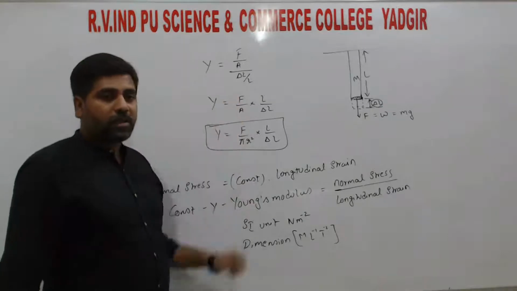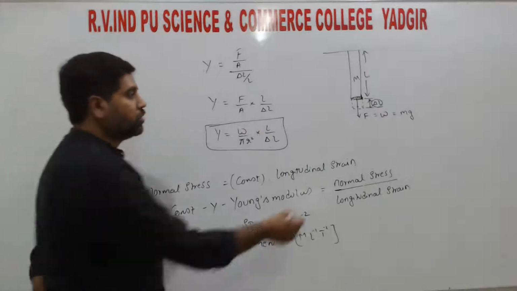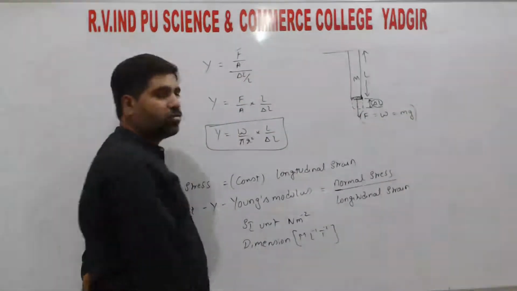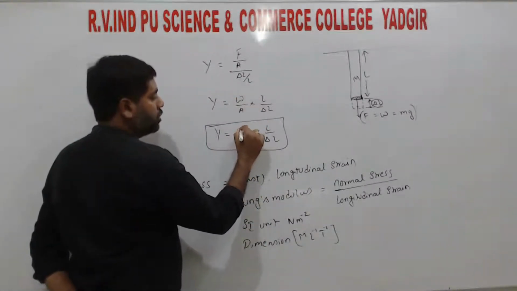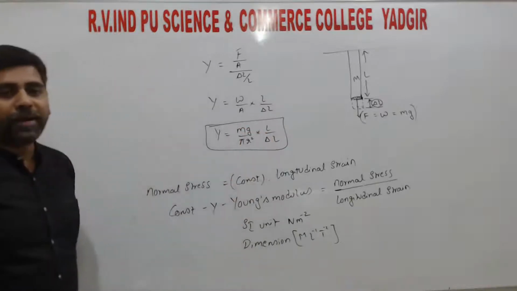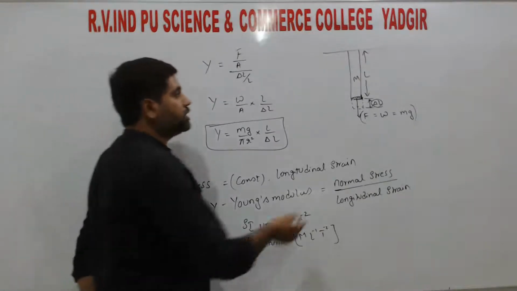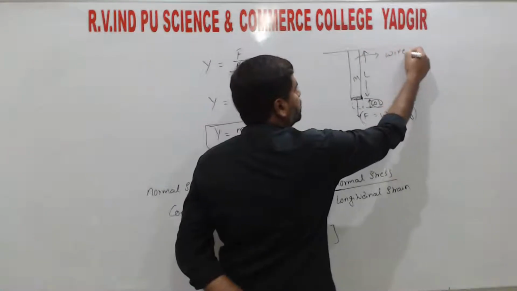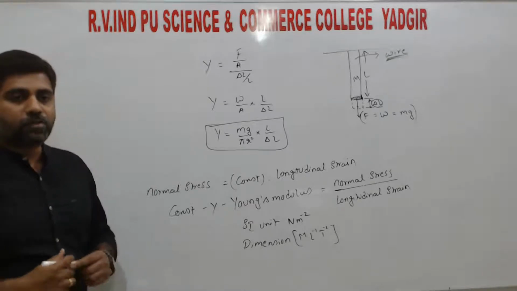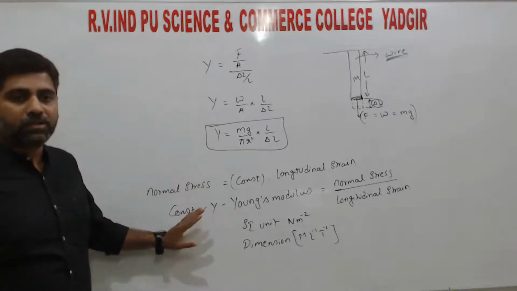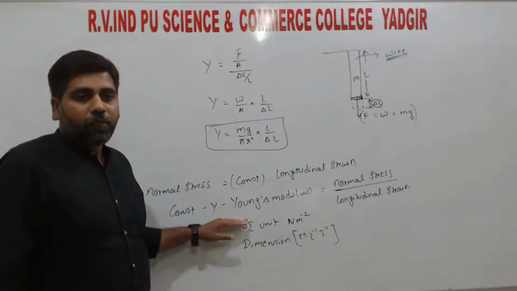In the place of F we can replace this with W, the weight. So F equals W, which equals mg, the weight of the string or wire, or any cylindrical object, right? So this is about the Young's modulus. In Young's modulus, this much is what we have in the syllabus, right? Young's modulus is the modulus of elasticity. It is a type of modulus of elasticity.